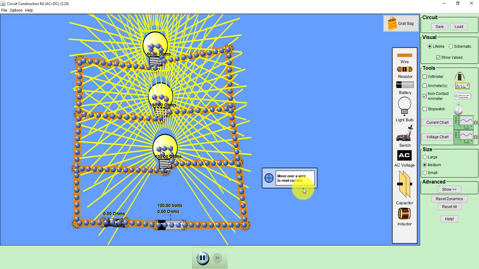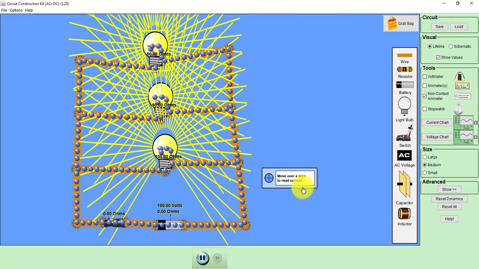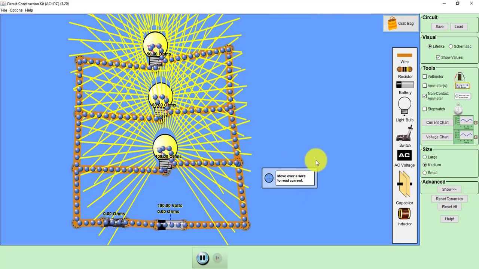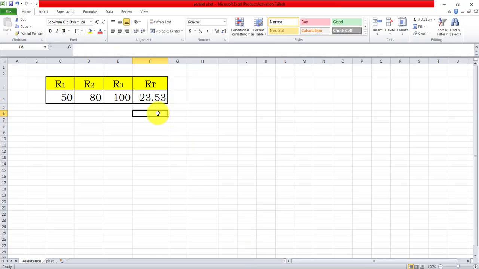Now the next characteristic number 4, which states that total resistance of a parallel circuit is smaller than the smallest resistance in the circuit. So that characteristic is also easily verified. Total resistance is 23.53, which is smaller than the smallest. So in this case it is R1, which is 50 ohm. So equivalent resistance or total resistance is smaller than the smallest of resistance. So characteristic number 4 is verified.